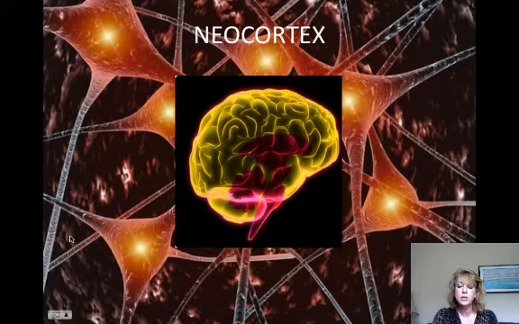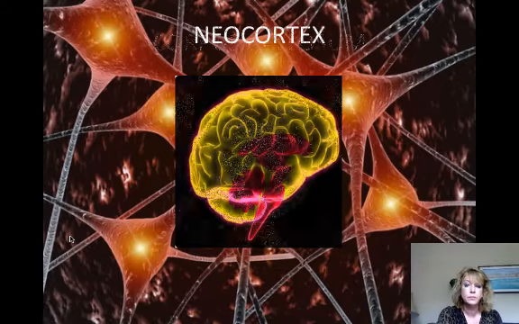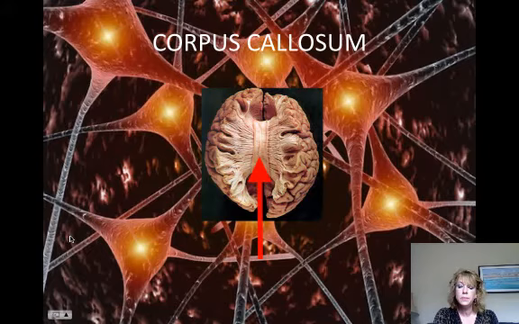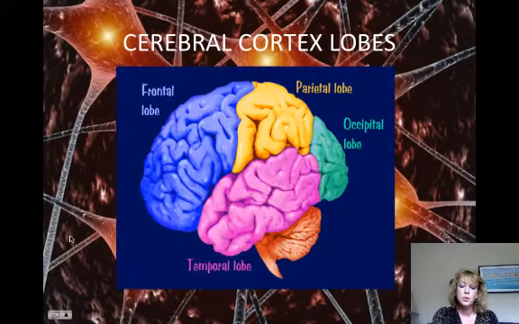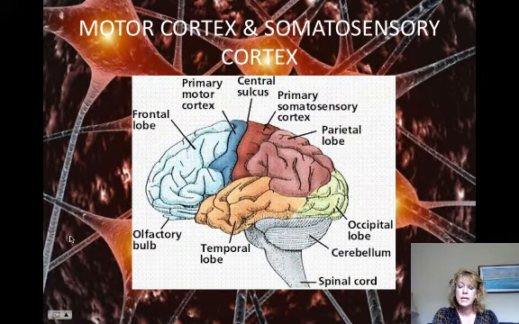The left cerebral cortex is responsible for the right side of the body, and vice versa. The corpus callosum is a thick band of fibers that communicates between the right and the left sides. The cerebral cortex has 4 lobes: the frontal, temporal, occipital, and parietal lobes. The motor cortex sends commands to the skeletal muscles. The somatosensory cortex is for touch, pain, pressure, and temperature sensing.